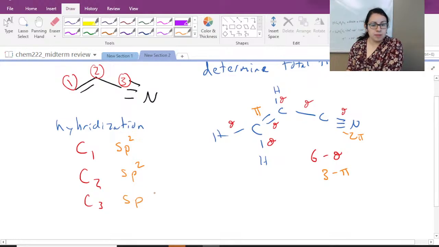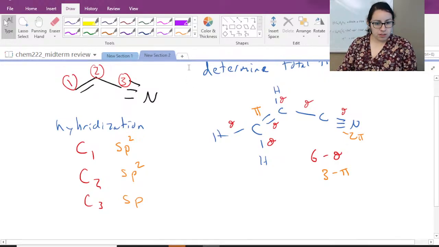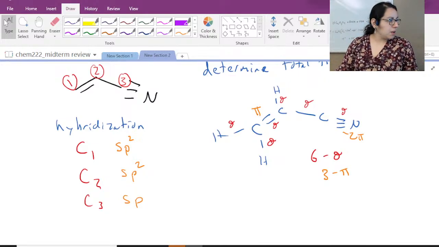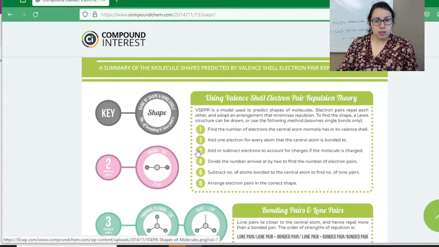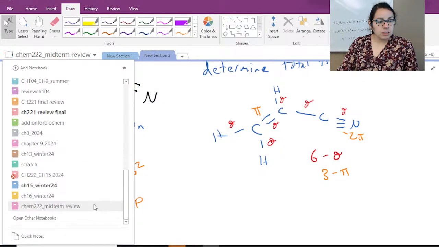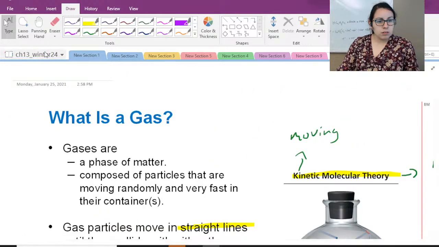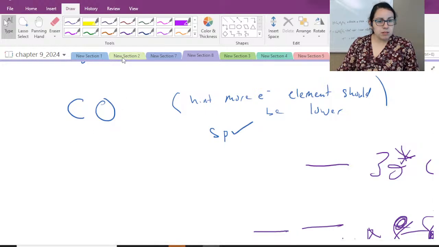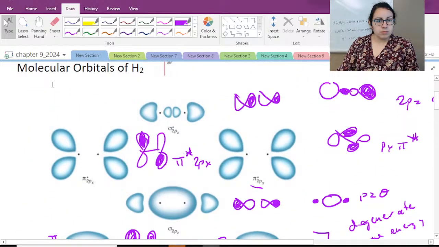So sp. We have a question in the chat of how we do our hybridization. I think the easiest way to do the hybridization is this cheat sheet. Where was it in the notes? I'm trying to remember what chapter. 9, maybe? 8?